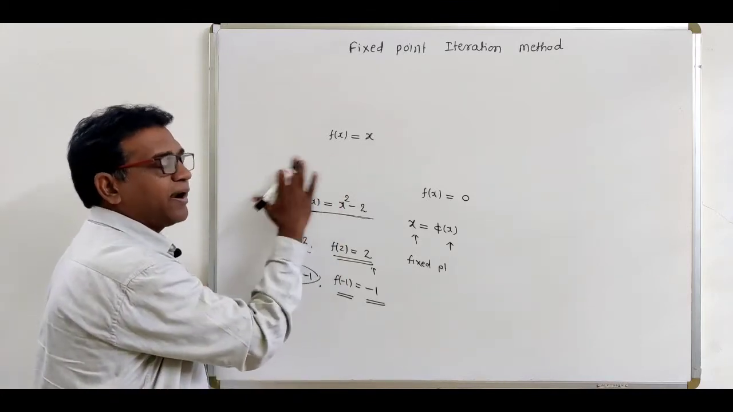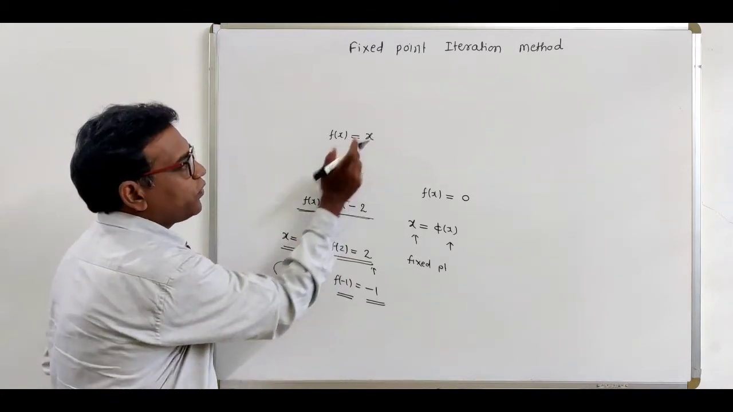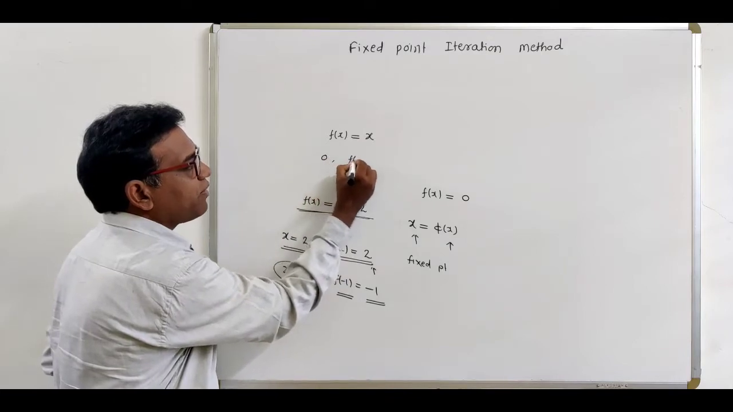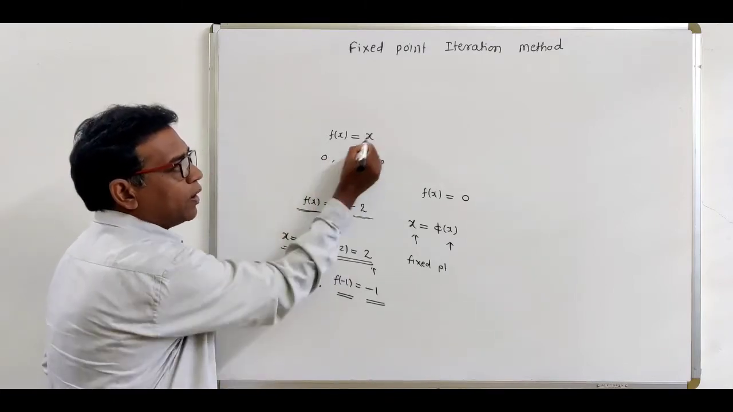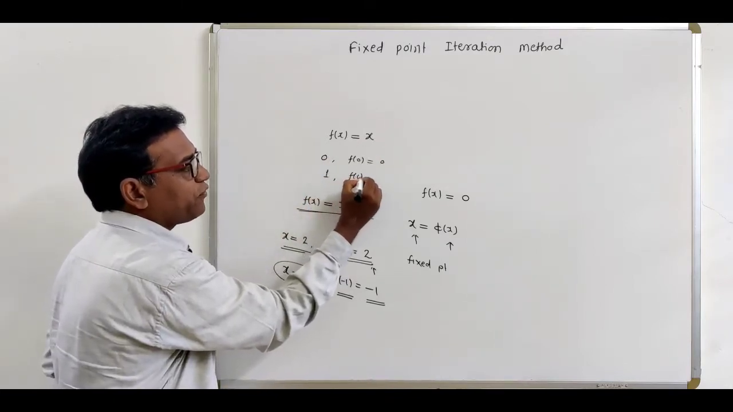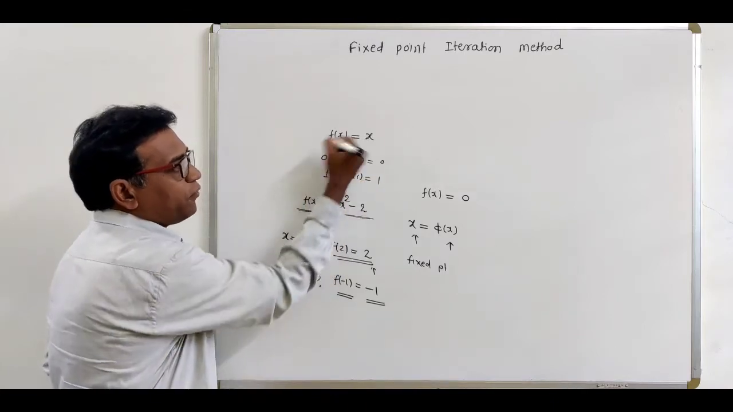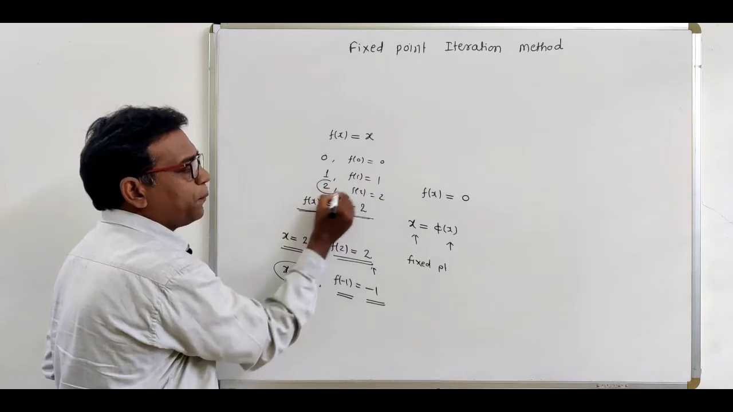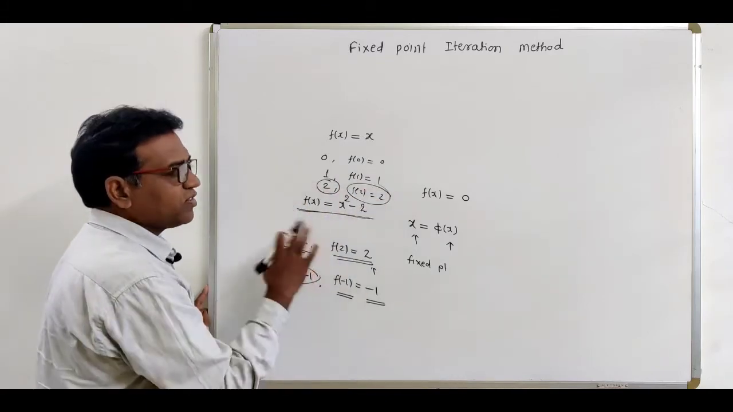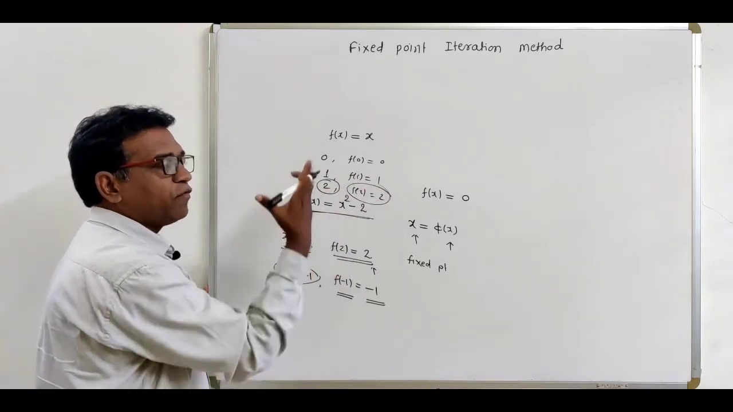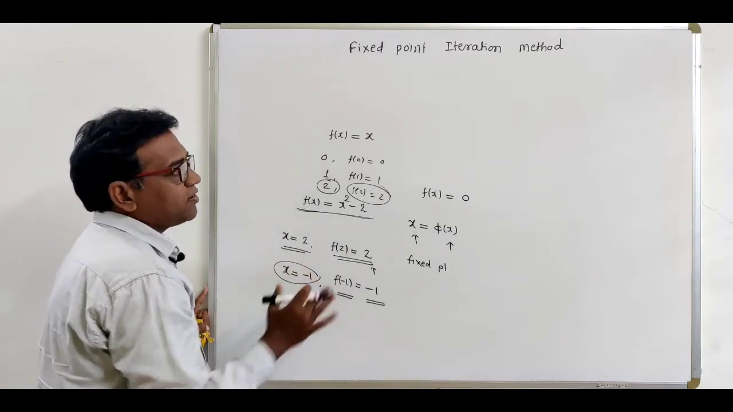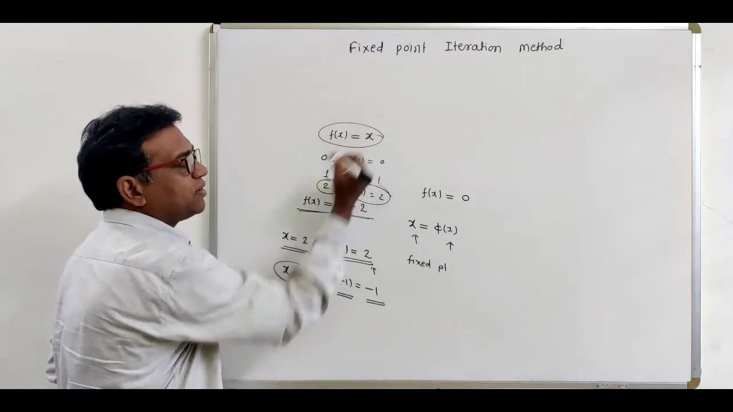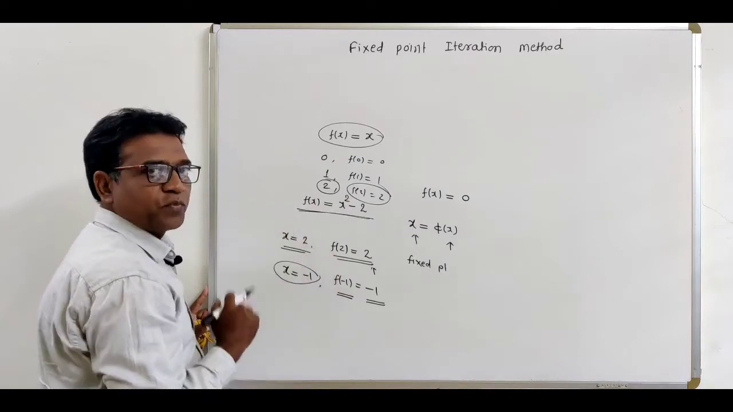Now suppose we consider the identity function f(x) equal to x. For the identity function there are infinitely many fixed points, because if you put x equal to 0, the value of f(0) is again 0. Put x equal to 1, the value of f(1) is again 1. If you put x equal to 2, then f(2) is again 2. So the input is the same as the output, so each of these is a fixed point for this function. So remember this, for the identity function there are infinitely many fixed points.